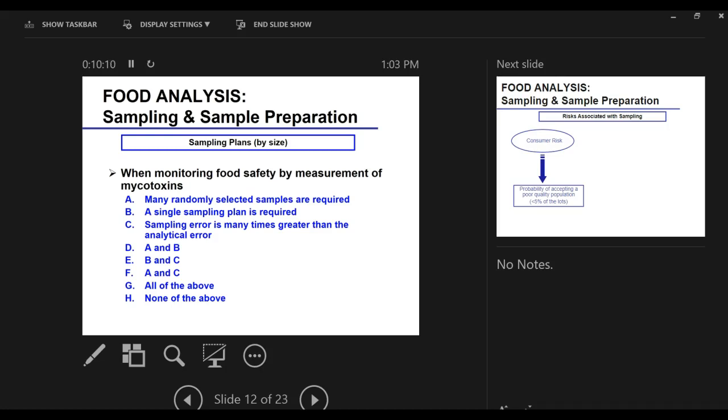Obviously, it's not a single sampling plan, because if you take one set of samples and you don't find mycotoxins, it doesn't mean that mycotoxin is not present somewhere else. And if you make a sampling error, the impact of an error in sampling is much greater than the impact of your analytical error. If you sample incorrectly, you might make a decision that could be harmful for the consumer, or, if there is no mycotoxin, it might cost you a lot of money to reject.